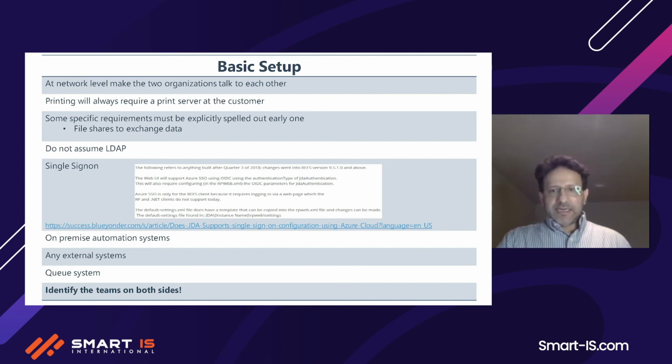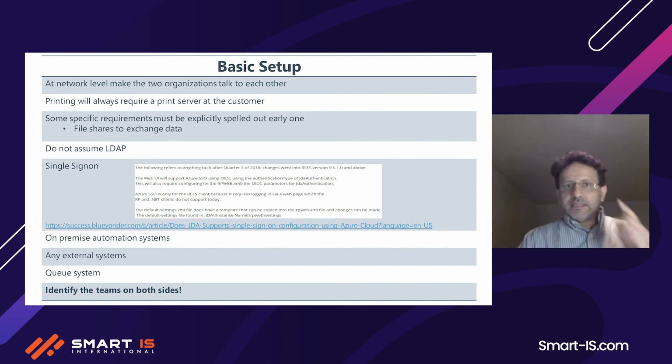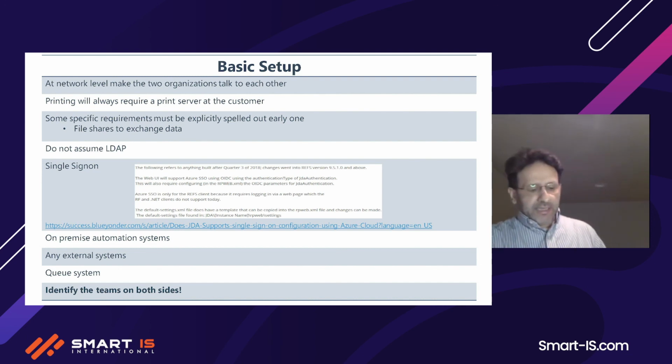So what would the basic setup be? Let's say you have decided to go to SaaS. What does it mean? What needs to happen? At the network level, the two organizations need to talk to each other. Your network folks would already know what I am talking about there. There would be whitelisting and all that kind of stuff going on so that BlueYonder Cloud can talk to whatever your on-premise system is. Of course, your printers are physical printers in your facilities, so you would have some sort of print server on your side of the systems, which would then control the printer. That is typically how it would be.